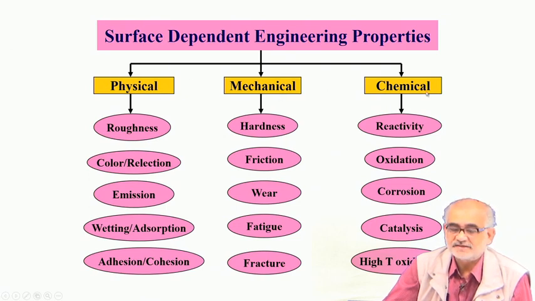So likewise, I have taken the liberty of just picking up three classes of properties, namely the physical, mechanical and chemical, and listed certain properties which are essentially dependent only on the surface chemistry and surface microstructure. For example, the roughness, the asperities on the surface, the color and reflection, the emissivity, the wettability or adsorption characteristics, adhesion or cohesion, all these properties are essentially surface dependent properties and physical in nature.